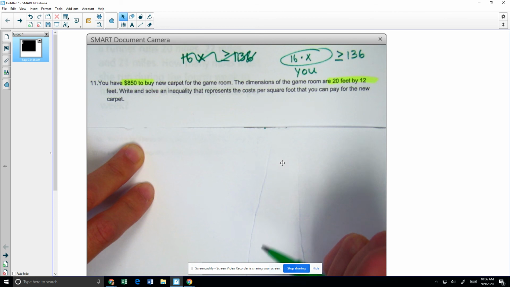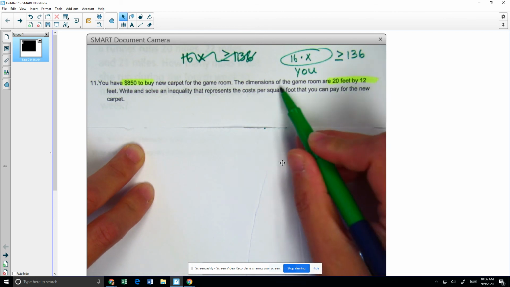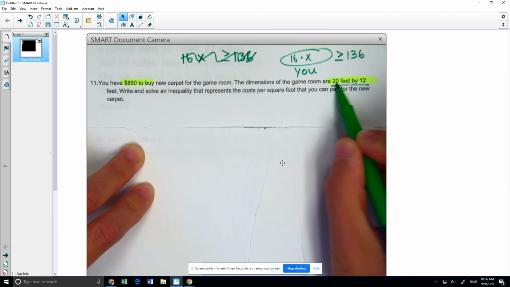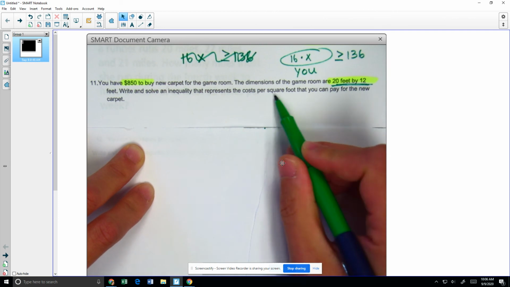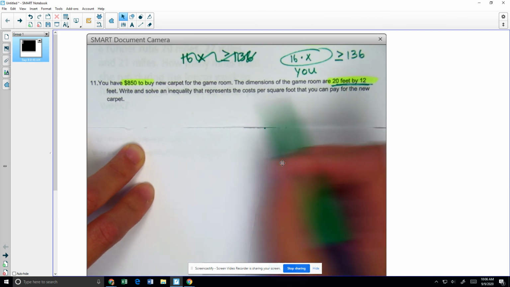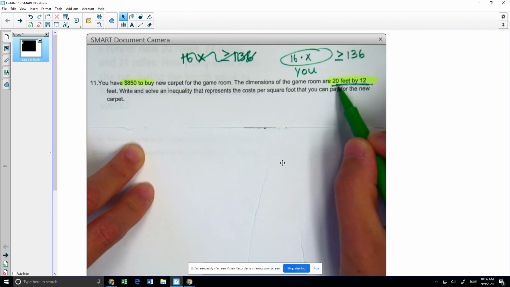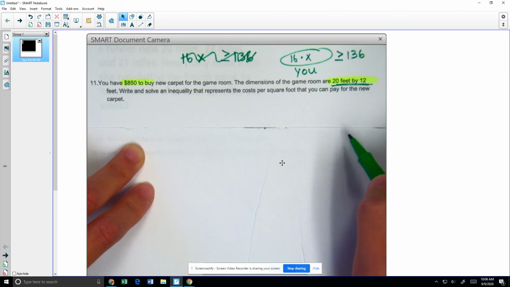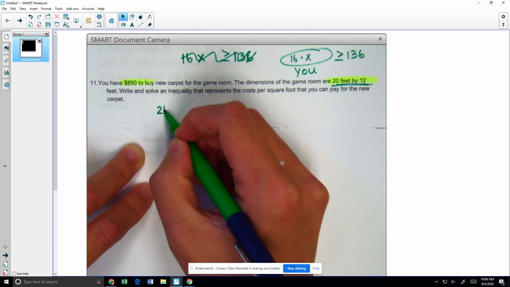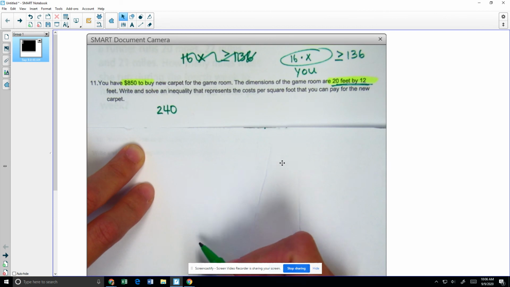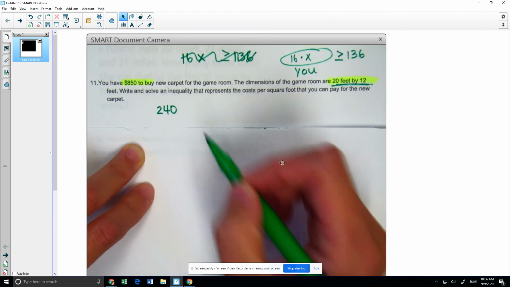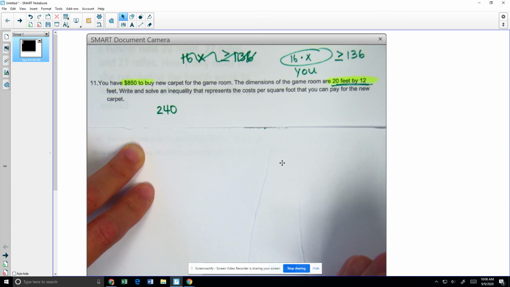20 times 12. Okay, so yeah, your dimensions of the room are 20 by 12. So the cost per square foot. Basically you're not writing 20 and 12. You have to multiply how many feet that is. So 20 times 12 is 240. So how much per square foot? So now what do you think?